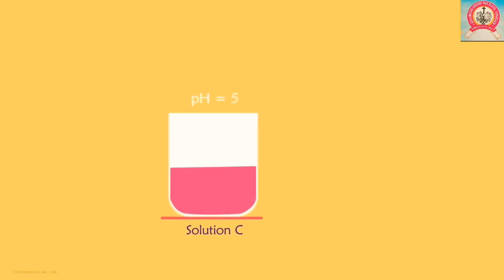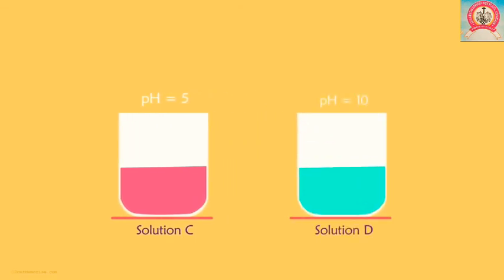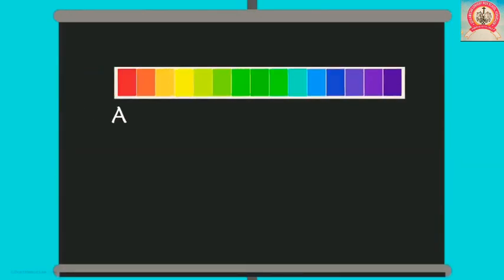Now another one. Solution C has pH of 5 and solution D has pH of 10. Which one is more basic? Note that solution C is acidic and solution D is basic. So relatively, solution D is more basic, and we see that its pH is higher too. A good way to remember this is to think of the first two English alphabets A and B: acidic on left and basic on right.